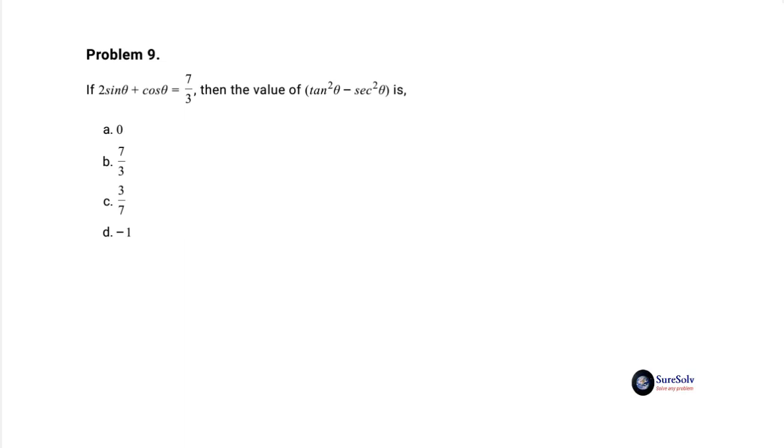Question 9 is, if 2 sin theta plus cos theta equal to 7 by 3, then the value of tan square theta minus sec square theta is option A 0, option B 7 by 3, option C 3 by 7, and option D minus 1.